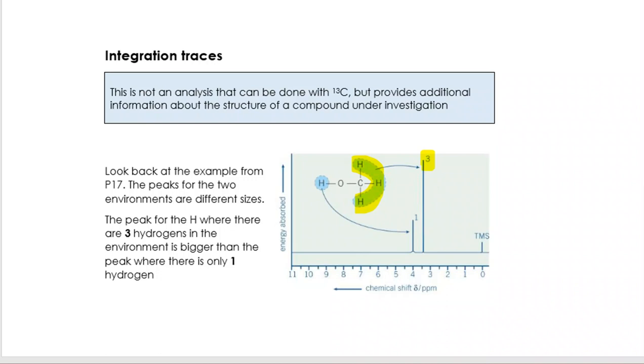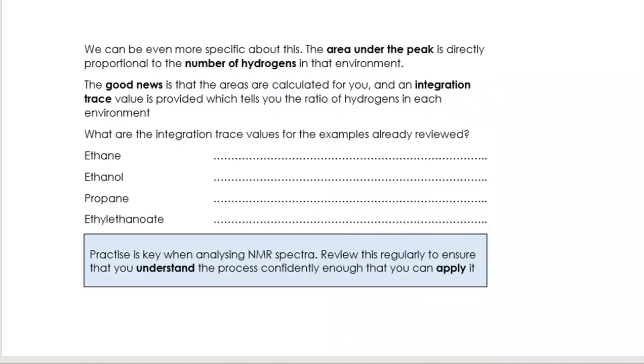Now, it's not actually the height of the peak, it's the area beneath the peak, which is very difficult to measure, so we use integration traces. So the area under the peak is directly proportional to the number of hydrogens in that environment. The calculation will be done for you, and you will be given integration trace values, which is essentially the ratio of hydrogens in the environment. So what would the ratios be in the 4 examples that we've seen?